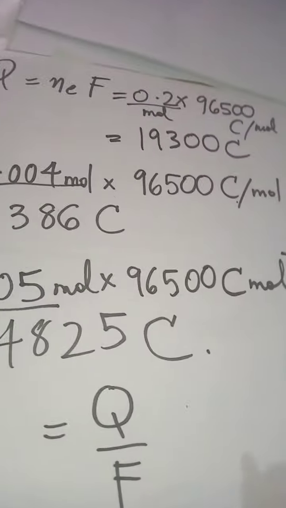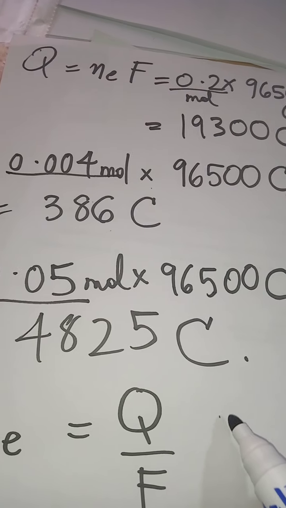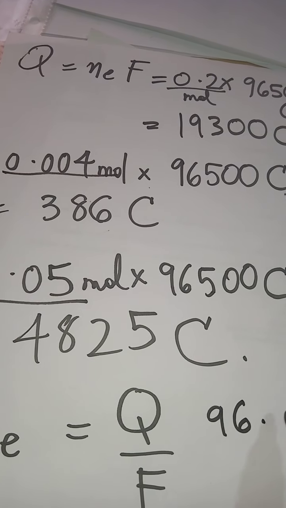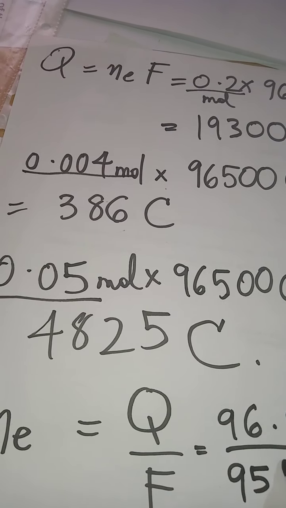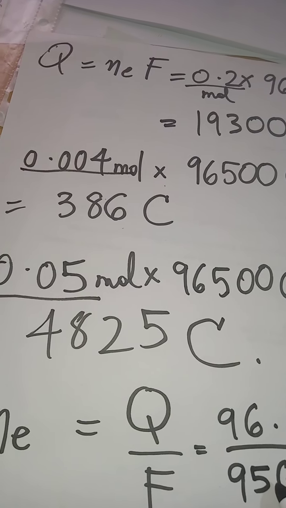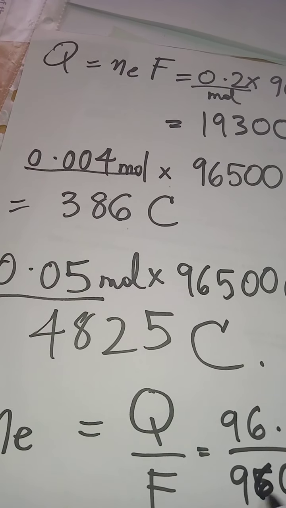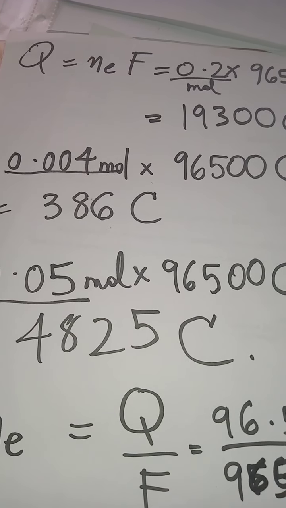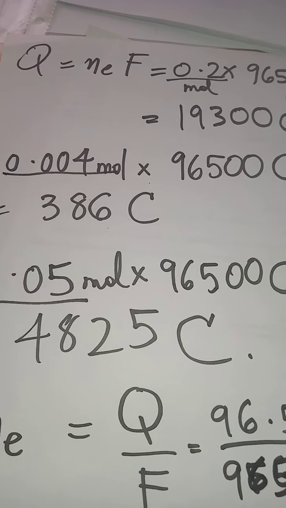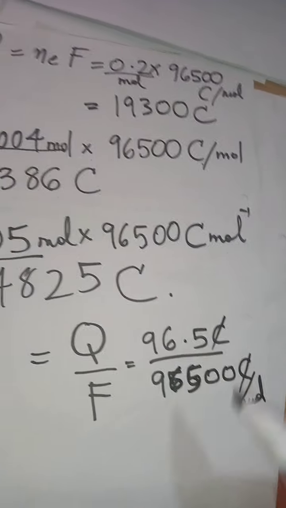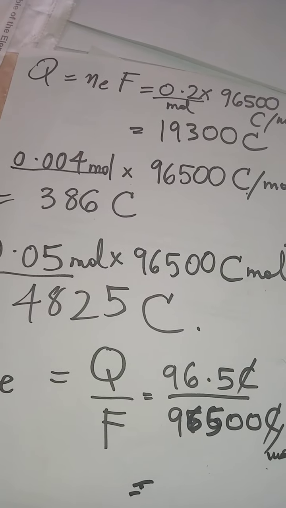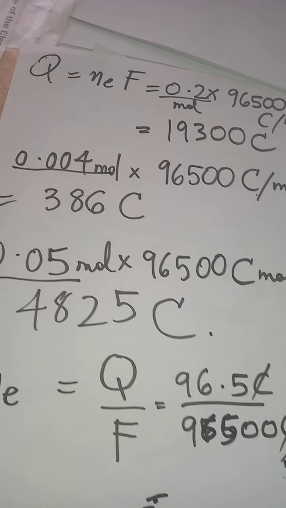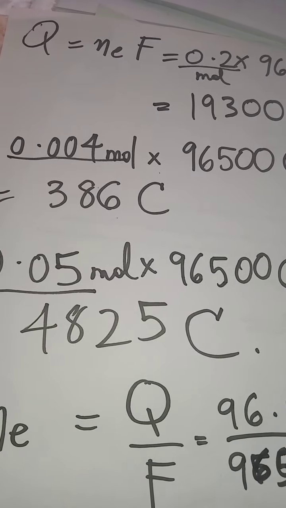I'll do the first one for you. So I'll take 96.5 coulombs divided by 96,500 coulombs per mole. So the coulomb cancels, mole goes on top, and that'll be 1 millimole of electrons.